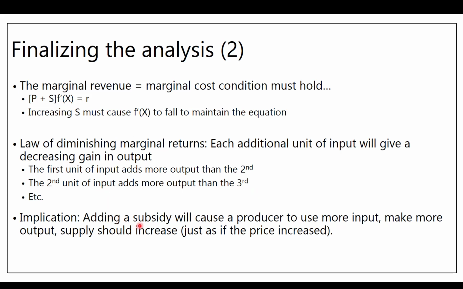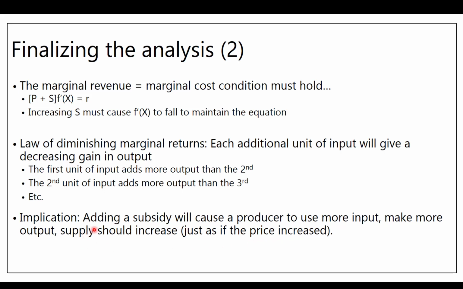The implication here is that if you are adding a subsidy to this, making it from 0 to some positive number, you are forcing the marginal product to fall. Then it can only happen that f prime of x, that is the marginal product, that is the marginal return in output terms. The only way for that to happen is if you added more input.